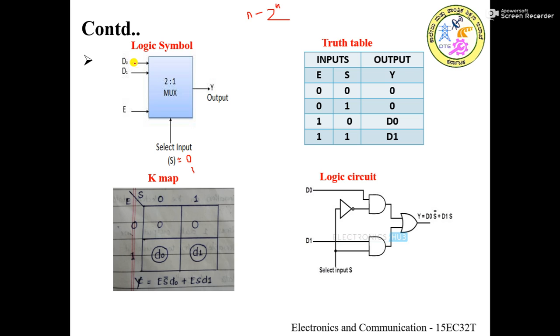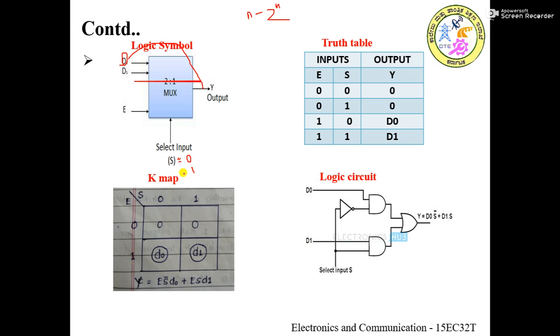So d0 is selected, and the information on the d0 pin may be 0 or it may be 1. If it is 0, then 0 is routed to y. If it is 1, then 1 will be routed to the output line y. So if s is equal to 0, then d0 is selected, and whatever the information on d0, that is 0 or 1, is routed on the output line y.